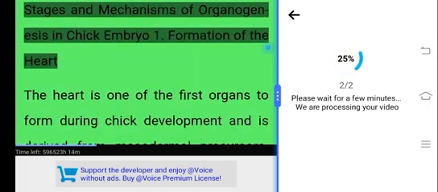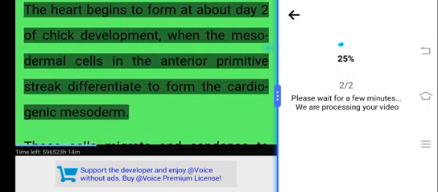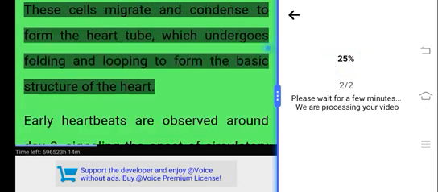Stages and mechanisms of organogenesis in chick embryo. 1. Formation of the heart. The heart is one of the first organs to form during chick development and is derived from mesodermal precursors. The heart begins to form at about day 2 of chick development, when the mesodermal cells in the anterior primitive streak differentiate to form the cardiogenic mesoderm.